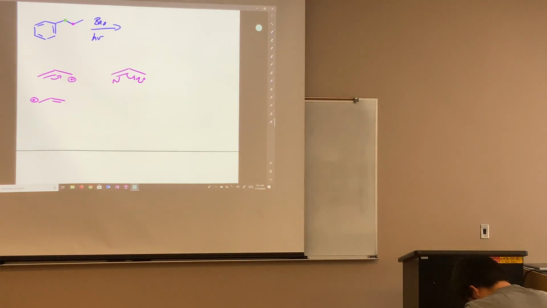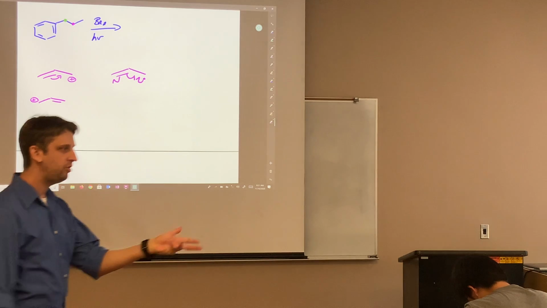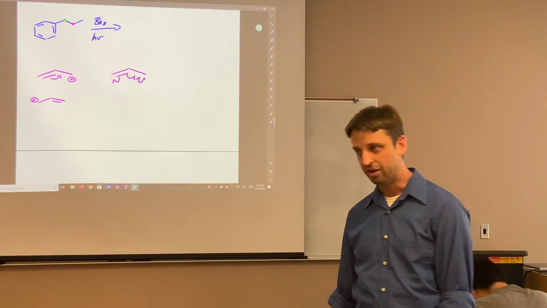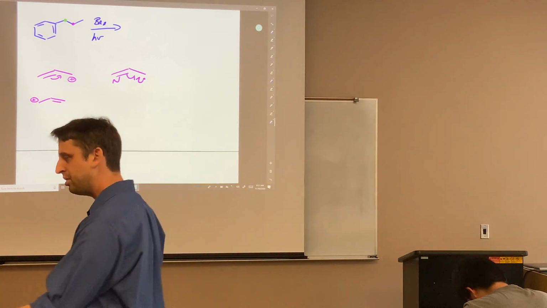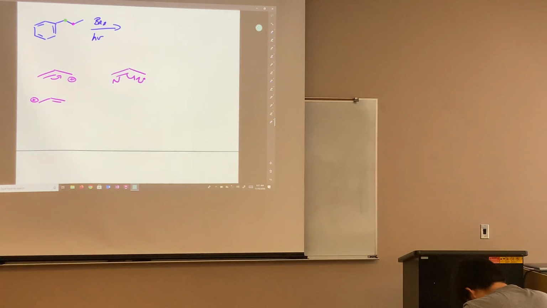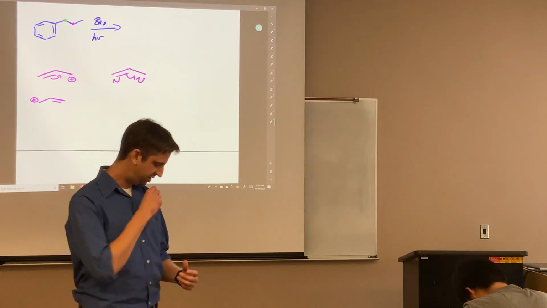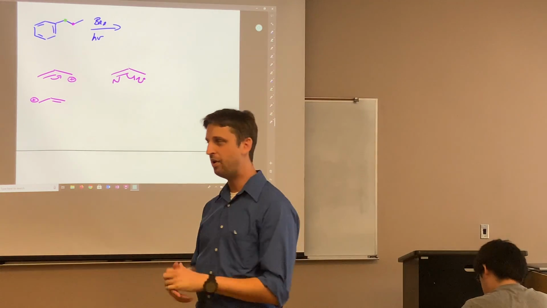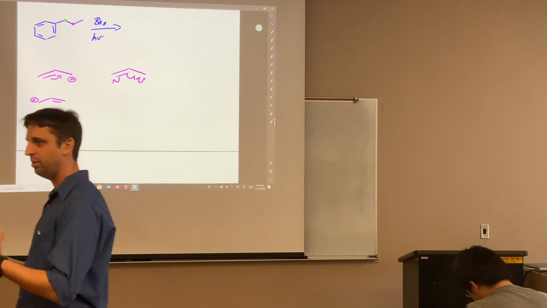Got it? So can you draw resonance structures with radicals? Yes. Should we look to stabilize radical intermediates? Absolutely. How do we stabilize them? Well, essentially, we have the same ideas as with carbocations. Resonance and electronegativity and so on.